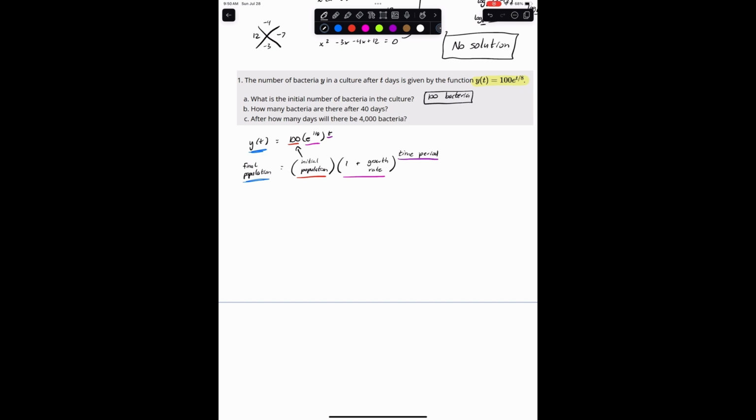Okay, part B is how many after 40 days? So we just plug it into the equation, right? So y of 40 is equal to 100 e, and we'll use the original because it'll be a little faster this way, 40 over 8. And this is 100 e to the 5th. That is your answer. So we will have 100 times e to the 5 bacteria.